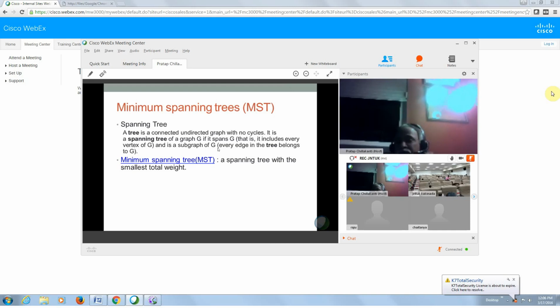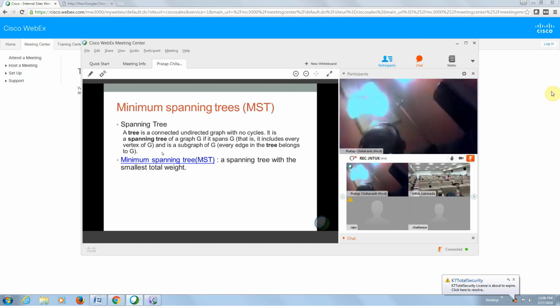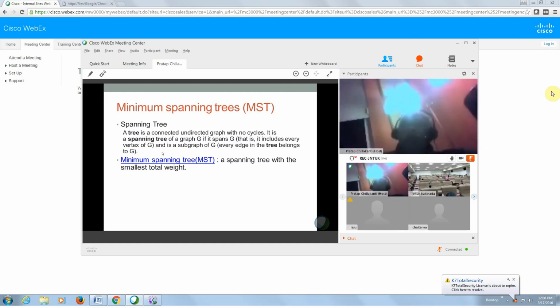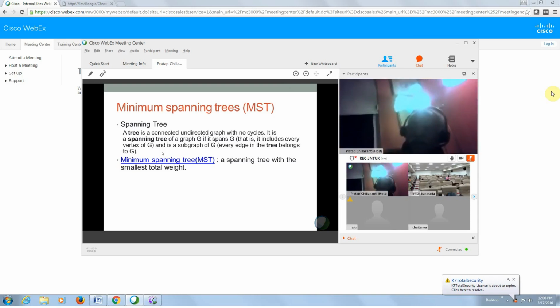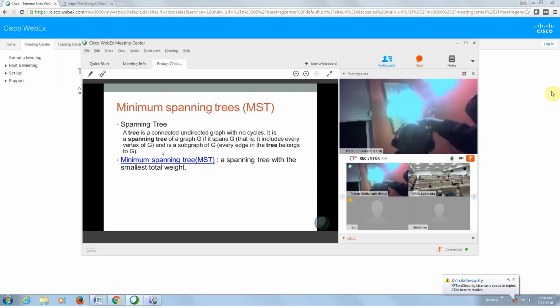It's a subgraph of G, meaning every edge in the tree belongs to G. You cannot come up with an edge in a spanning tree where that edge is not there in the original graph. That cannot happen. Okay?